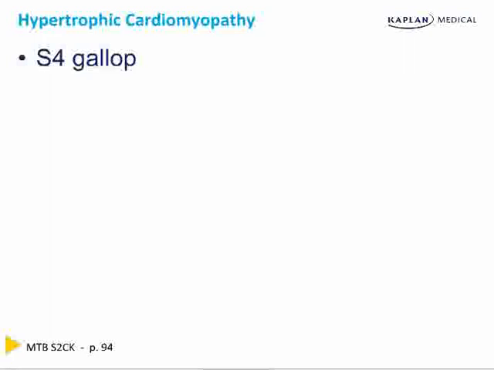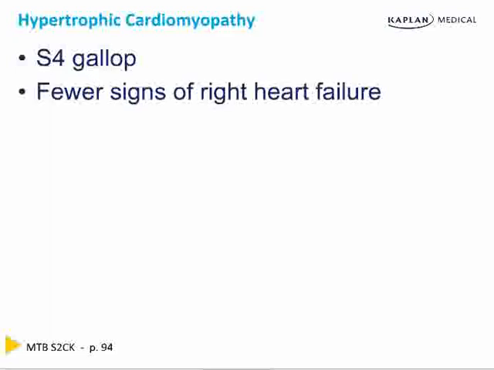All forms of hypertrophic cardiomyopathy can have an S4 gallop. S4 gallop is atrial systole against a stiff, non-compliant ventricle. It hits with a boom! Boom! Boom! Instead of a nice relaxation.